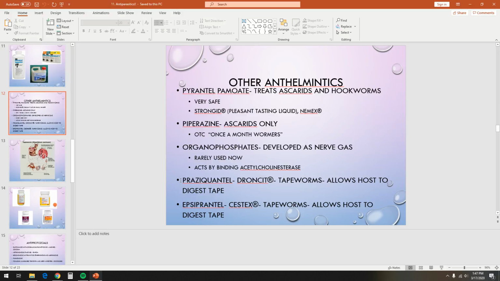The other two really important wormers that you should know are praziquantel, which is Droncit, and Drontal. These kill tapeworms and allow the host to digest the tapeworm. So it just literally kills the tapeworm and then they digest it. Same thing with the Cestex. This is also going to kill the tapeworm. These are probably our main two that kill tapeworms. They're coming out with new products all the time, but these are our go-to for those.